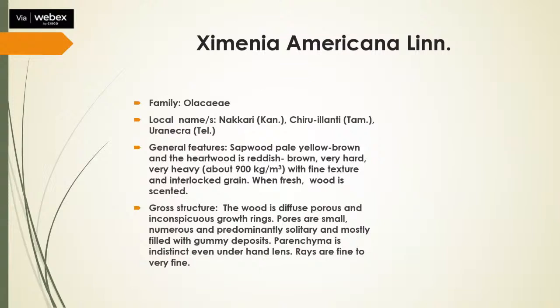One more timber as adulterant. This is Ximenia americana from the family Olacaceae.